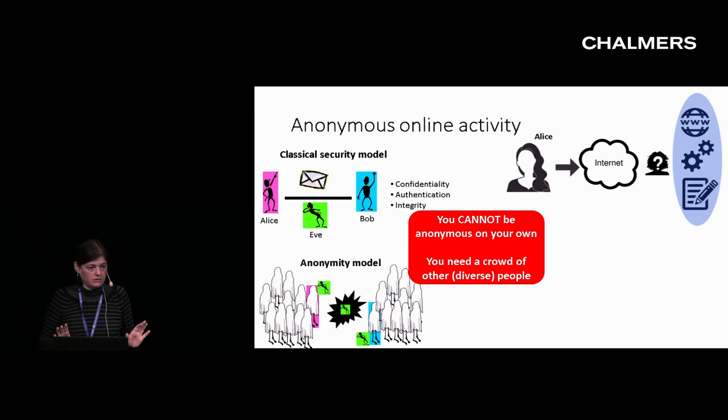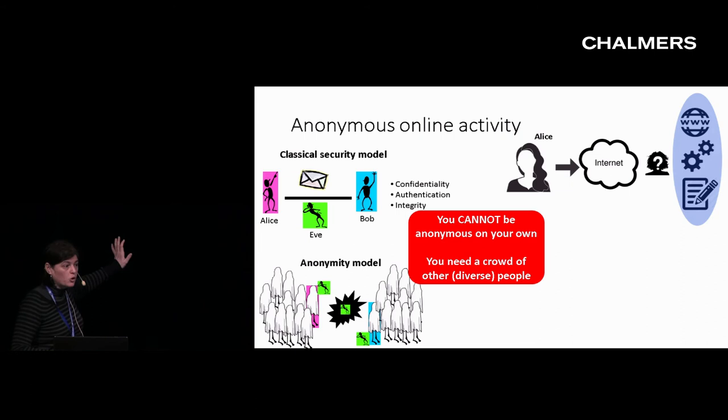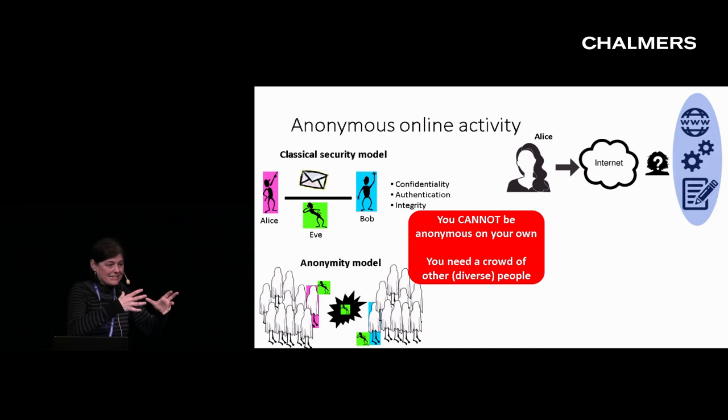You need a crowd of people. You need others that could be you. Because otherwise you're not anonymous. Anonymous is anonymous within a set. The biggest set you could have is humans, all humans on Earth, right? That's the biggest set. Typically you will have smaller sets. But you will be anonymous within a set.